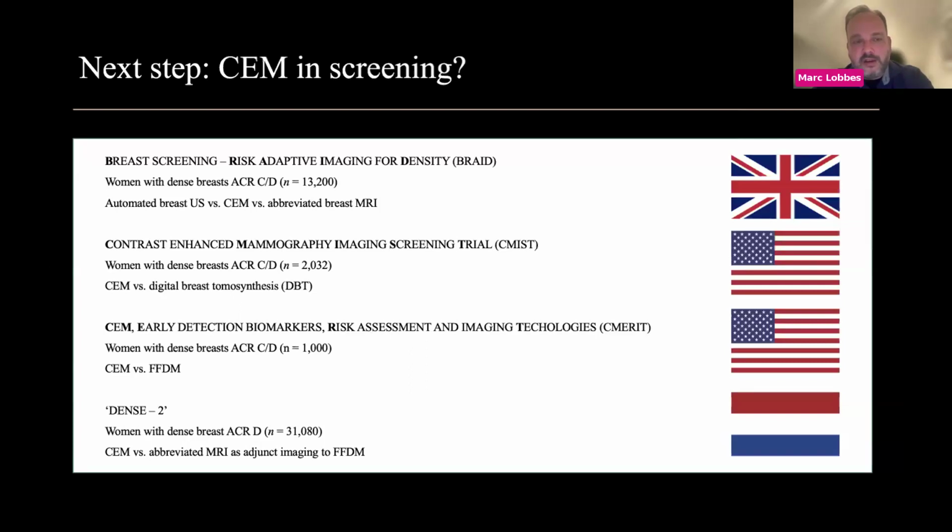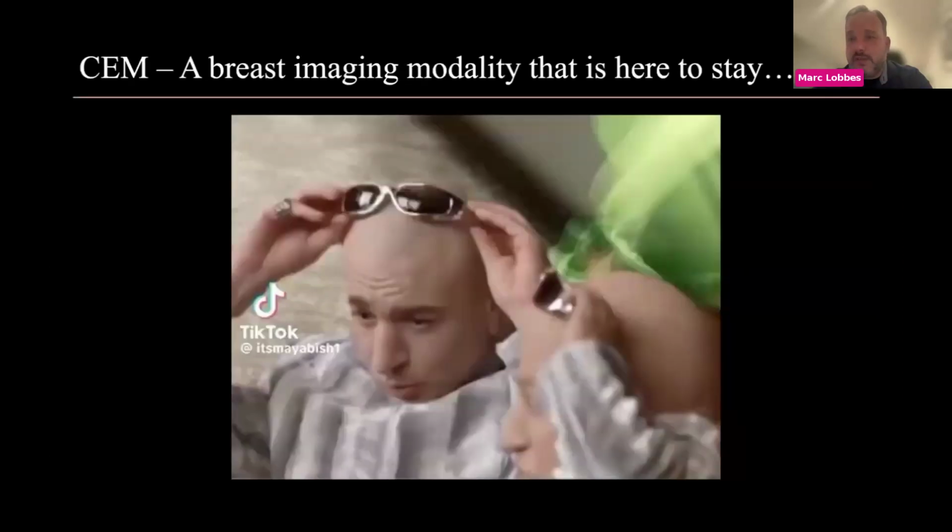But again, a lot of these women can be evaluated with contrast-enhanced mammography in a similar fashion, much more rapid, much cheaper, and a much easier way. So with that, I would like to stop, and I would like to have a final quote of another very important doctor that you might have seen in movies here and there regarding contrast-enhanced mammography. I think its future is looking very good.